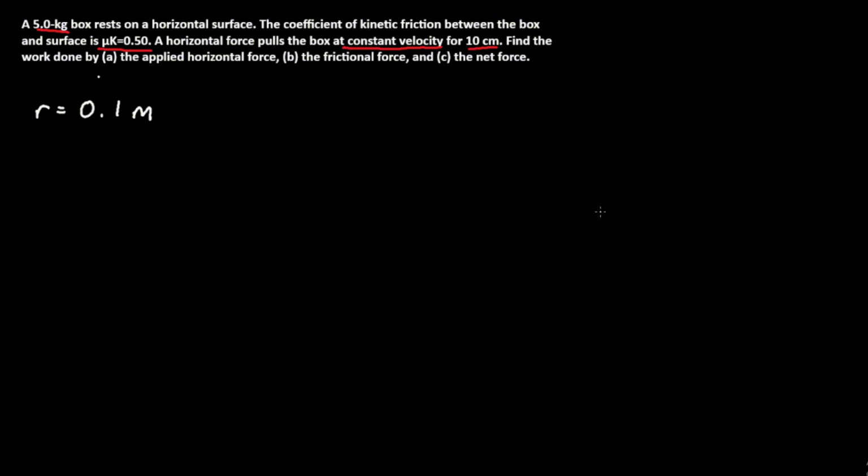So let's solve part A. Part A, the applied horizontal force. Find the work done by the applied horizontal force. Well, due to the constant velocity, your frictional force, your kinetic friction, and your applied force are equal to each other. There is no acceleration, therefore the velocity is constant. So your friction force and your applied force are the same.